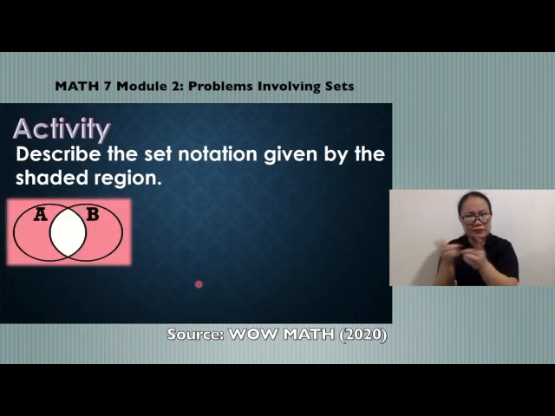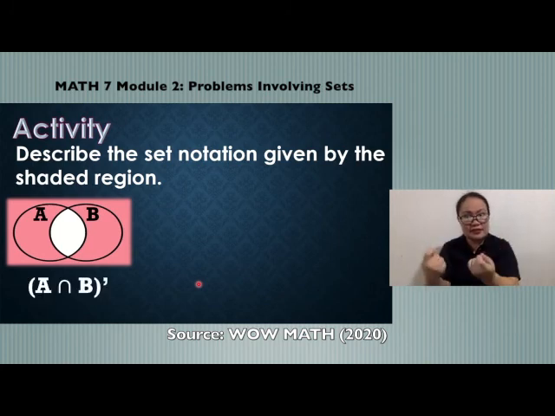Next. Now, this time, yung gitna naman o yung intersection yung hindi shaded. So, ibig sabihin, hindi siya kasama. So, therefore, this is the intersection of A and B is not included. So, therefore, this is the complement of the intersection of A and B.